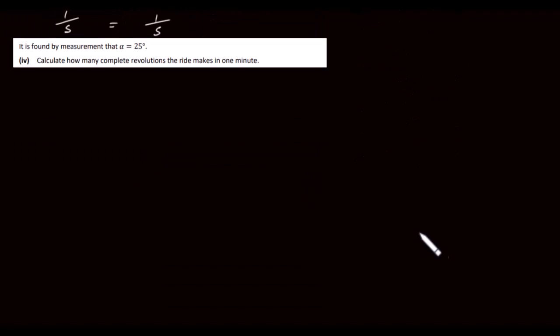Let's see. It is found by measurement that alpha is equal to 25 degrees. Calculate how many complete revolutions the ride makes in 1 minute. Okay, so we have, let's see, omega is equal to the square root of g tan 25 degrees over 3.5 plus 4.3 sine 25. Okay, so what you can do here is just do all of this on your calculator. You can find the tan of 25 multiplied by g, same down here, sine of 25 multiplied by 4.3 added to 3.5, and so on.